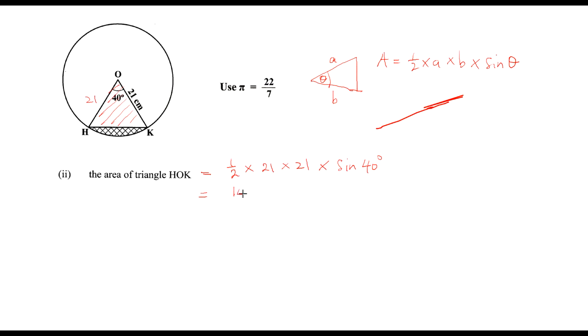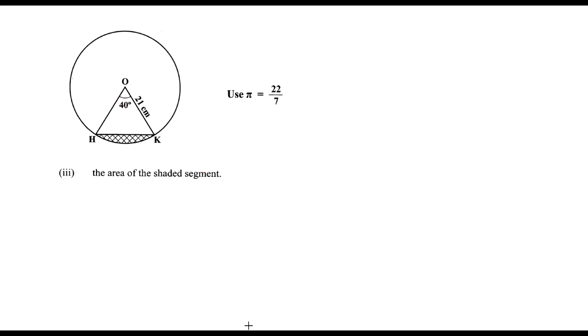And we get 141.7 centimeters squared. So this is the area of the triangle HOK.